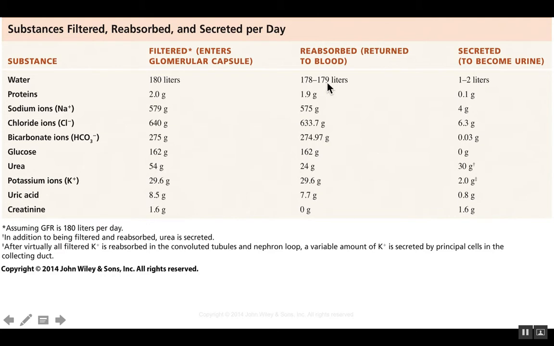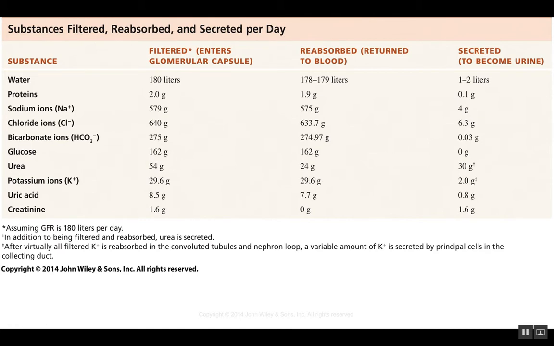Looking at what's reabsorbed, most of that water, so 99% of that water, is reabsorbed back in, and that leaves 1 to 2 liters of urine per day. Most of the protein gets reabsorbed, so very little is going to be found in urine. Most of the other solutes like sodium and chloride and bicarbonate are reabsorbed. All of the glucose, quite a bit of the urea is reabsorbed.